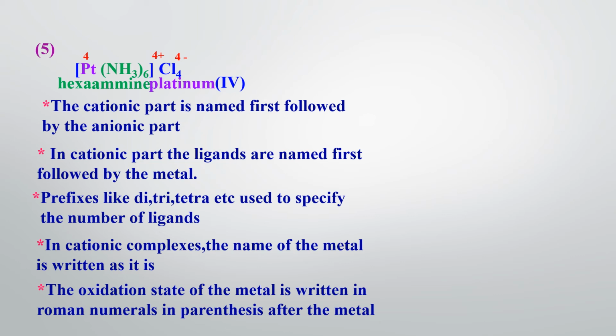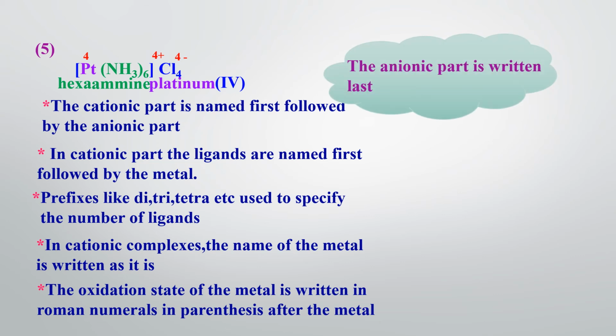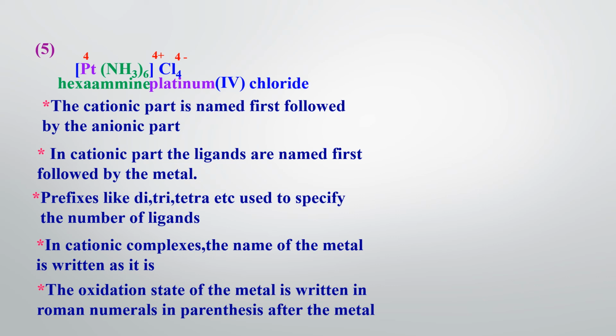Now the anionic part is there. For the anionic or counter ions we are not using any Greek prefix. As usual you have to write. So which ion is there? Chloride. So you have to write it as chloride. No need to use a Greek prefix.